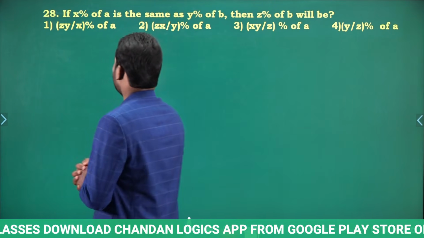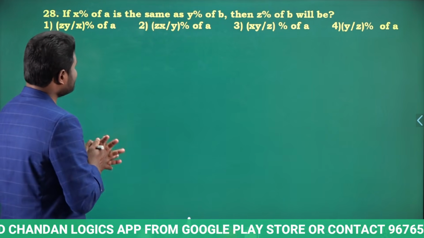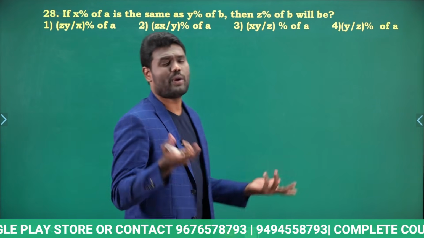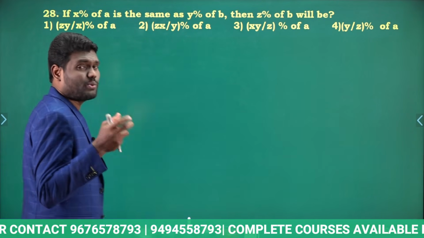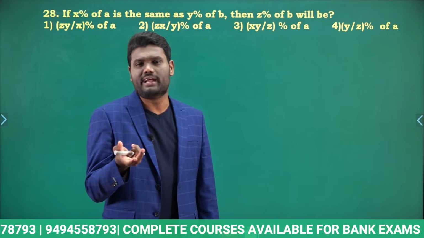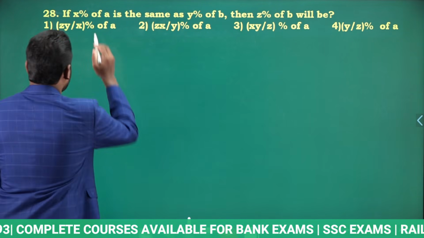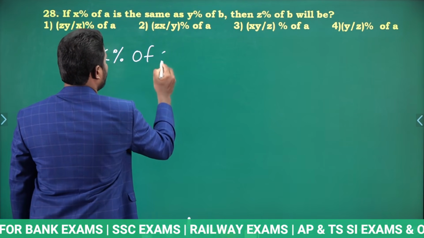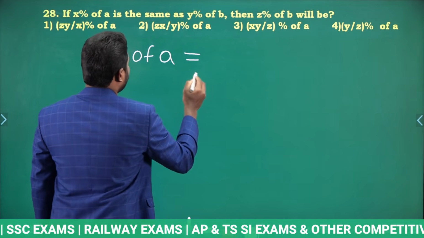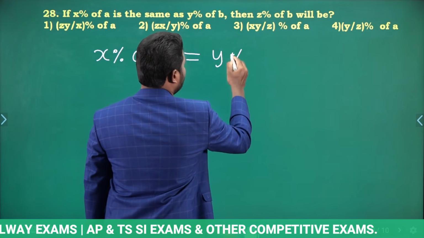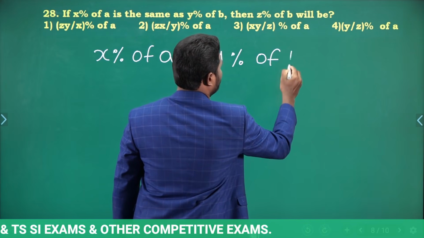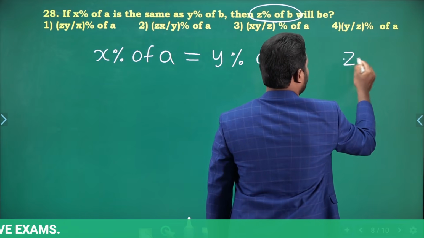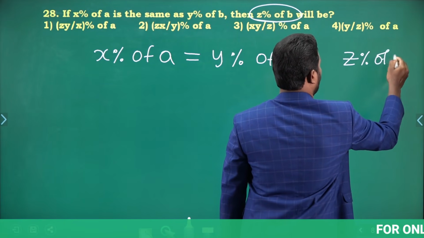Let us look at the next one. If X percent of A is same as Y percent of B, then Z percent of B will be. Very simple question. Look here. Actually, when you read these questions, they look complicated, but truly speaking, they are very simple. If you observe this question, it is saying that X percent of A is same as Y percent of B, and we are asked to calculate Z percent of B. Yes or no?